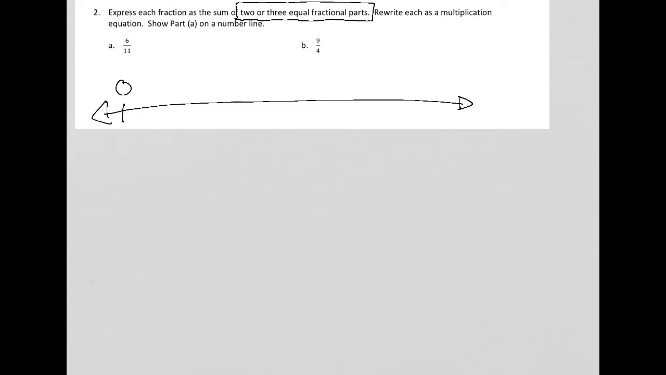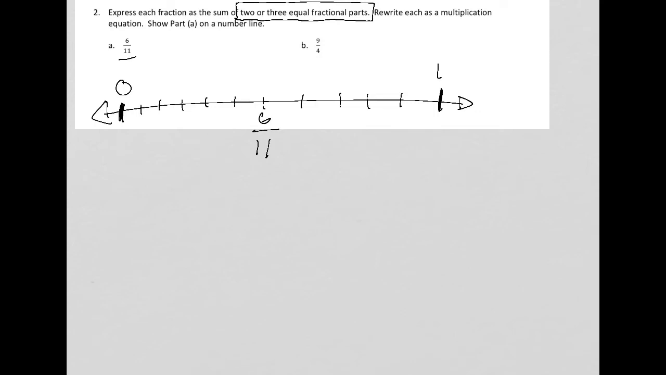We'll start at 0, go to 1, and 6/11ths, the denominator is 11, so I'm going to break them into 11 pieces. 1, 2, 3, 4, 5, 6, 7, 8, 9, 10. And then I'm going to mark off 6. So that's 1, 2, 3, 4, 5, 6. So this is 6/11ths.